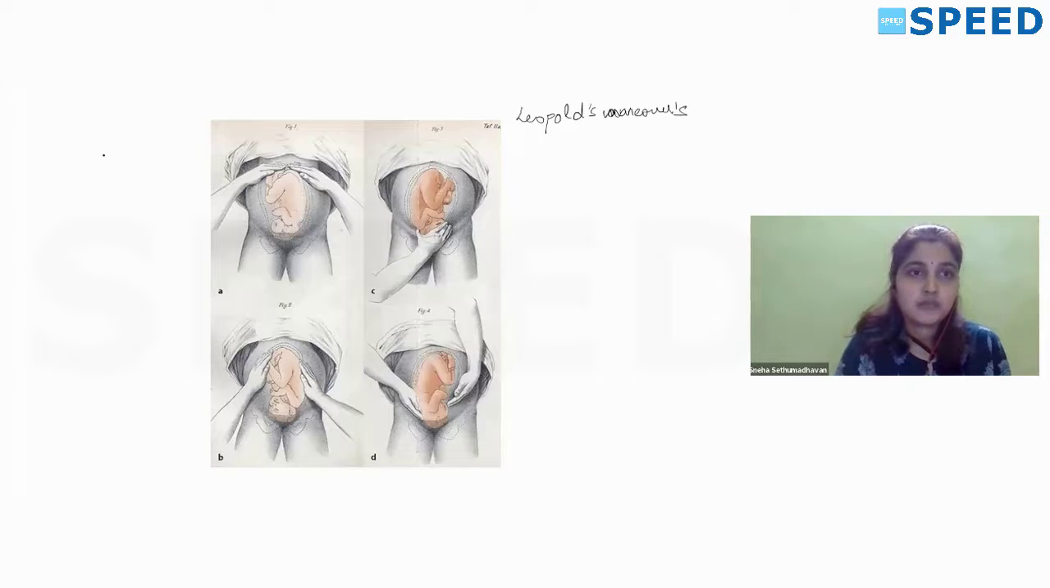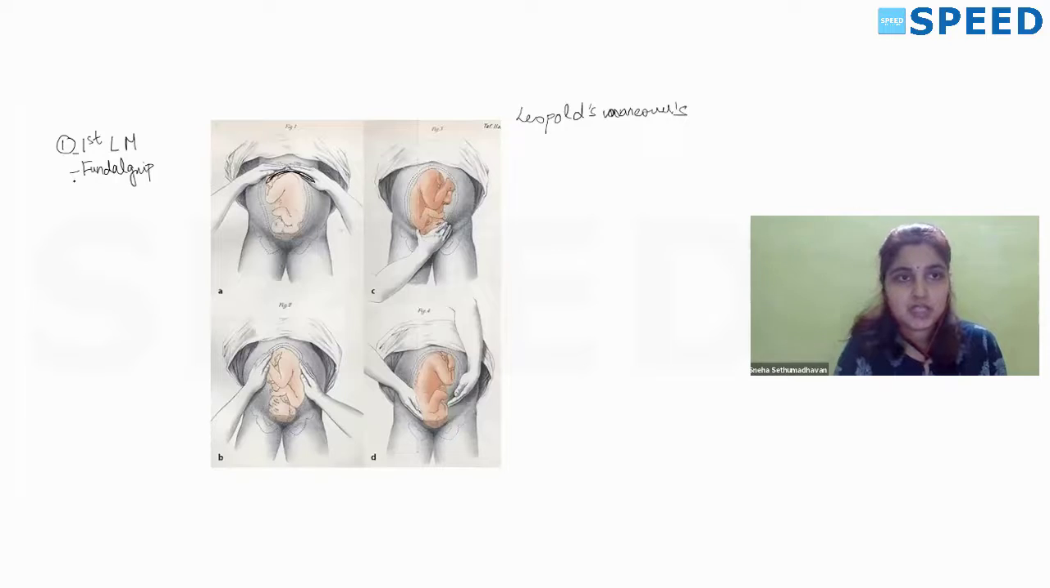So the first Leopold's maneuver is otherwise called as the fundal grip. Fundal grip, as the name suggests, you are keeping your hands on the fundus of the uterus to see what is in the upper pole of the uterus, which part of the baby is in the upper part of the uterus. So that is called as first Leopold's maneuver or fundal grip.